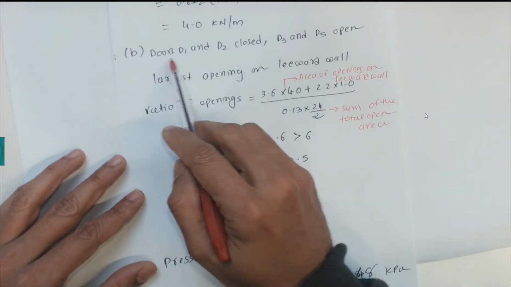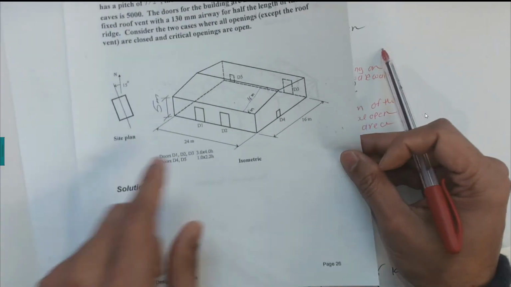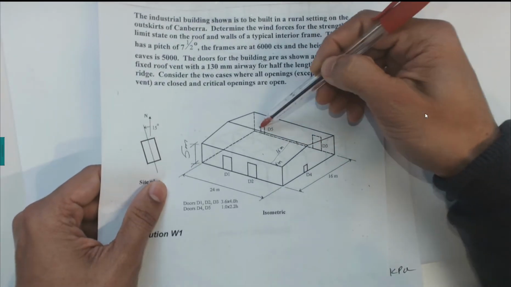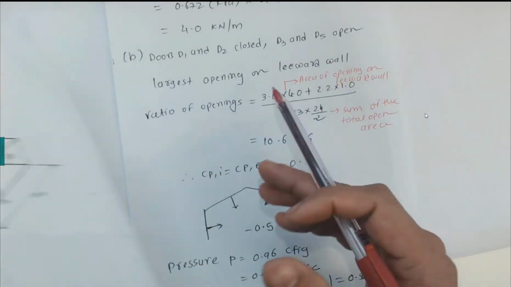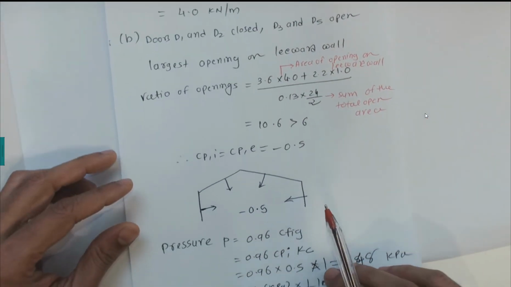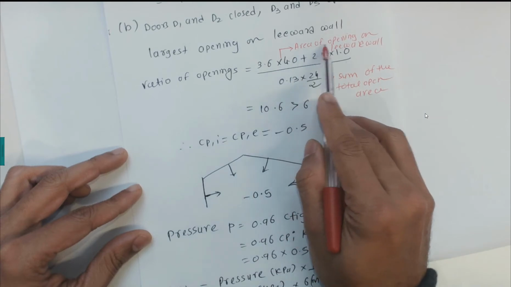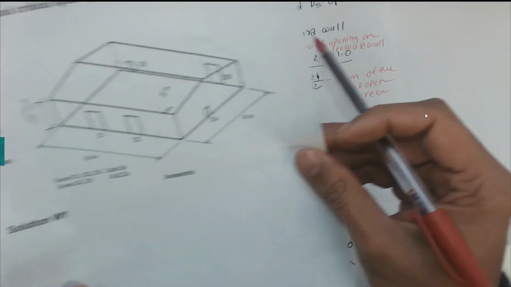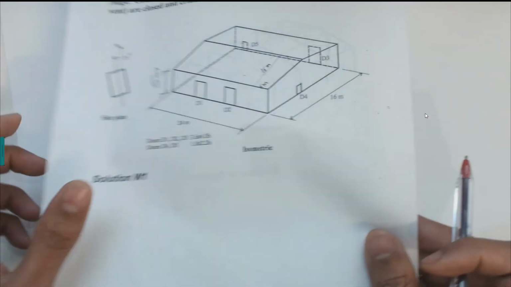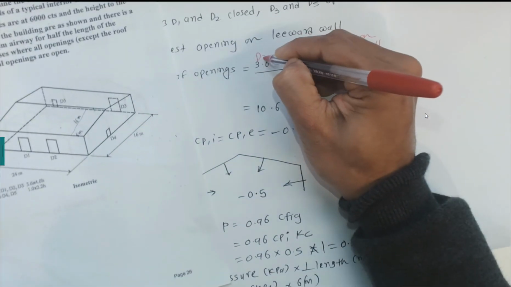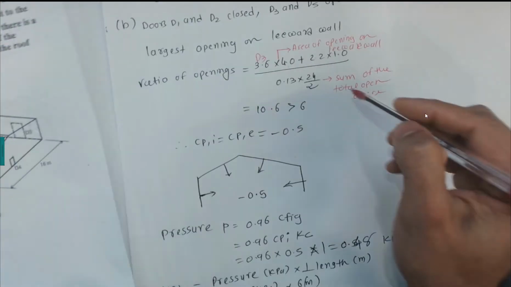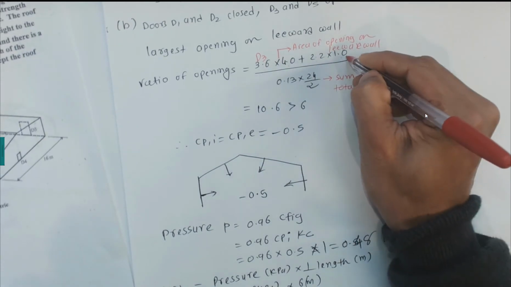Now the second case: doors D1 and D2 are closed, and doors D3 and D5 are open. So now D3 and D5 open. The largest opening is on the leeward wall. Now the opening is on the leeward side, wind is coming from this side. So in that case, we can have a ratio of opening, which is the area of opening. Now I can show it here. D3 has 3.6 times 4. So this is the D3 door, which is 3.6 times 4, and D5 has 1 times 2.2, so that is your D5 door.